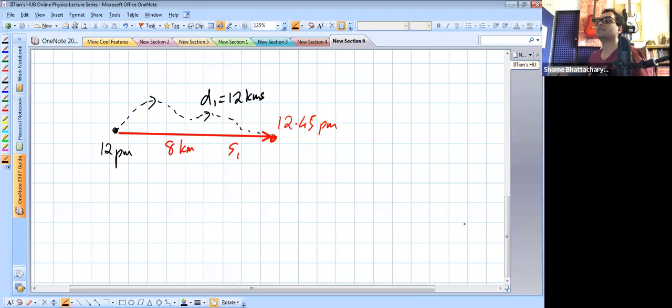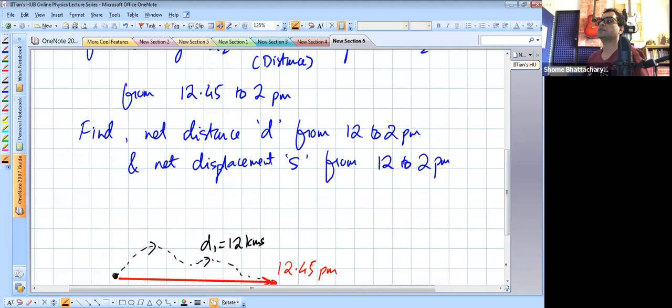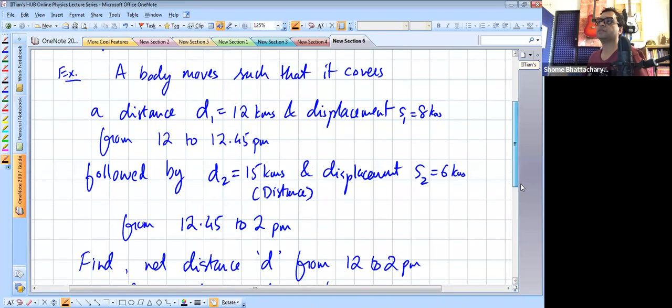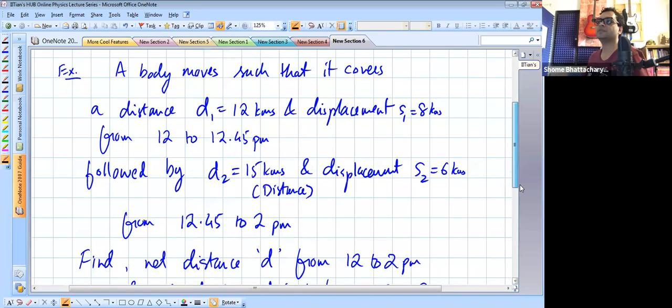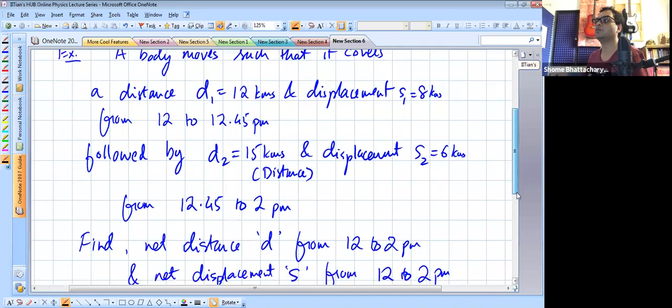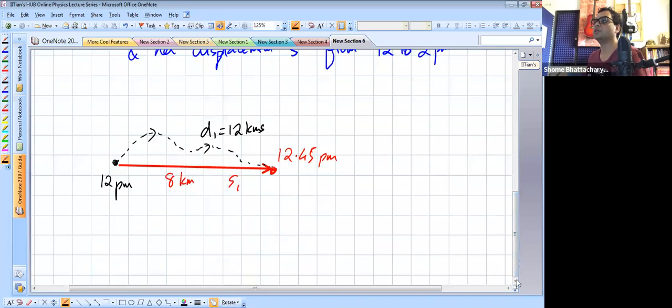This is the sense I can make out of the first part of the statement that I've given earlier: it covers a distance of 12 kilometers, but a displacement of 8 kilometers from 12 to 12:45 p.m. So just following the information, this is the kind of diagram I can think about. Now let's come to the second part. The second part says that from 12:45 to 2 p.m. it covers a distance of 15 kilometers, but a displacement of 6 kilometers. So what would that look like? Let's continue this forward and try to visualize that.